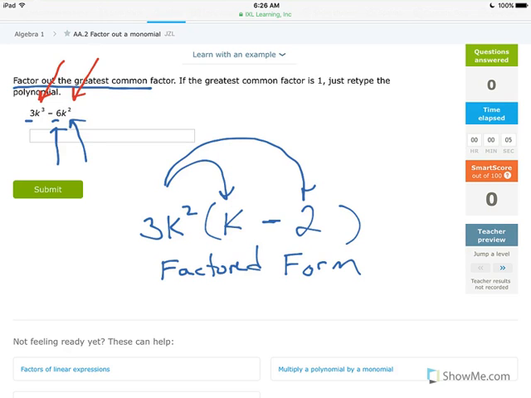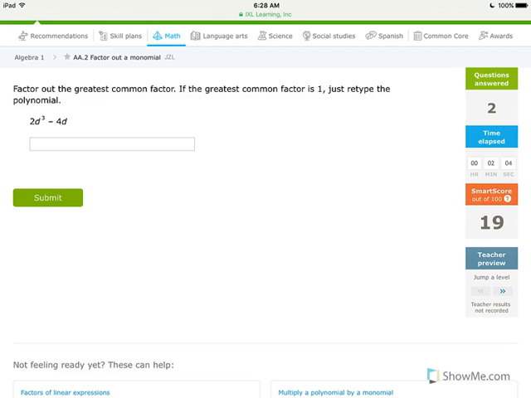And let's go ahead and look at another example. So this one, again, look at the number parts first. So what's common between a 2 and a 4? So you could factor a 2 off. And what's common for the variables? We have a d to the third and a d. So the largest number of d's they have in common is 1d.